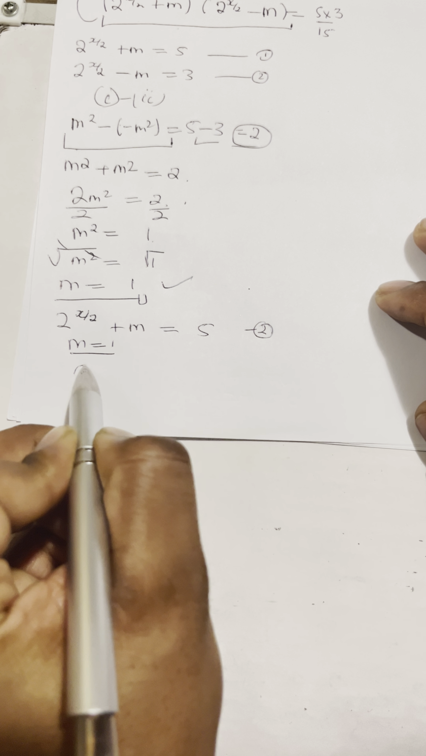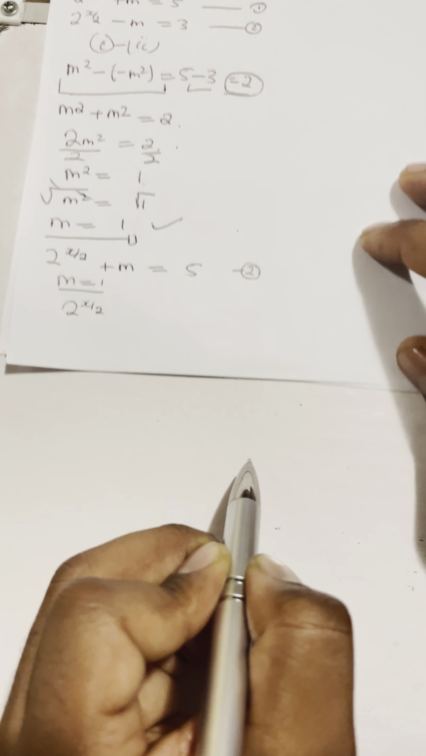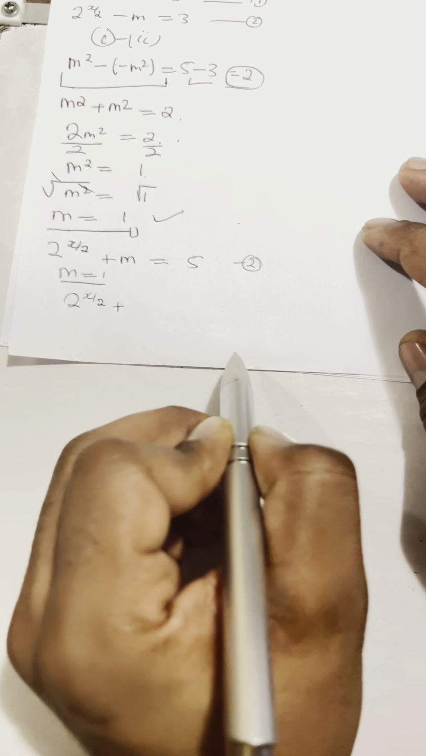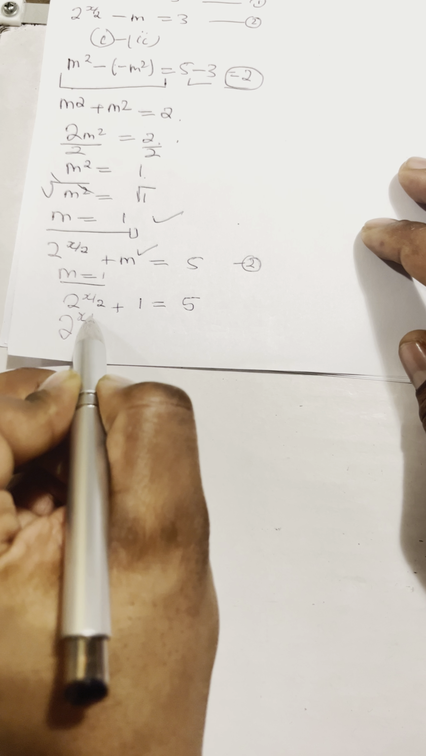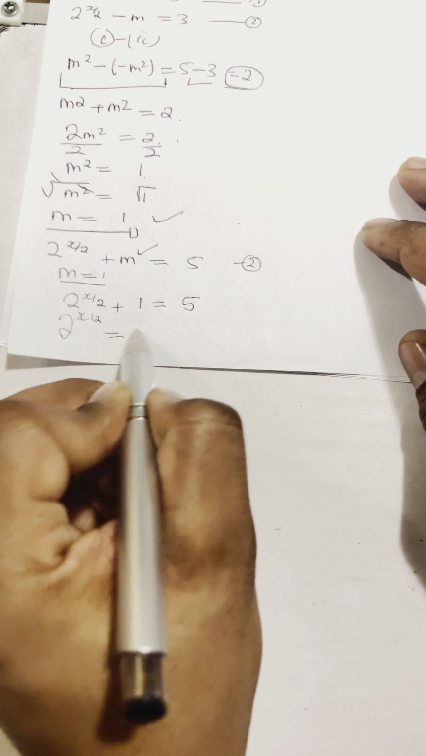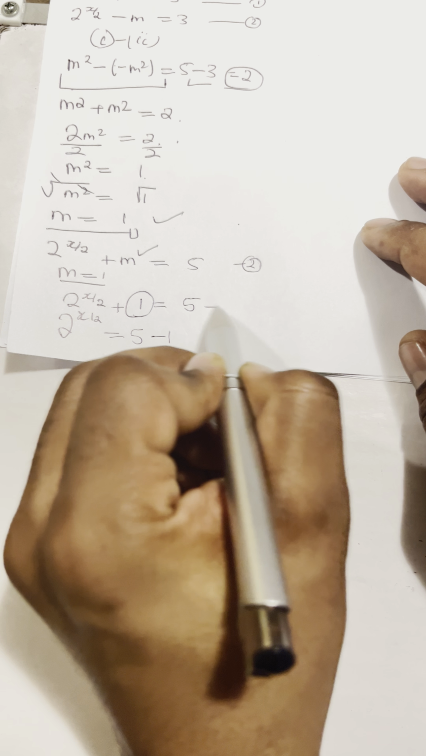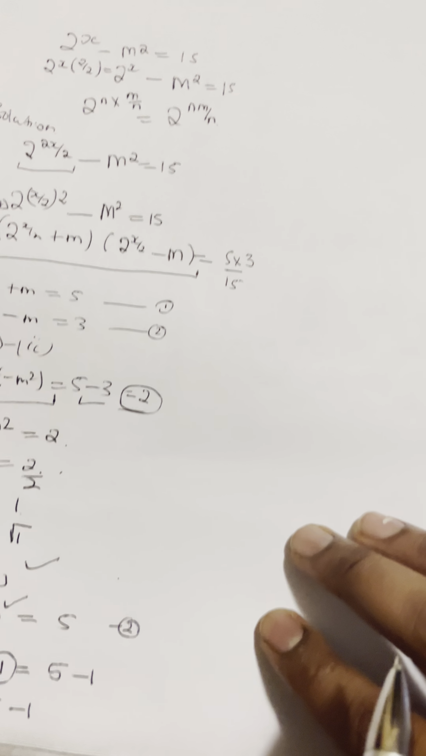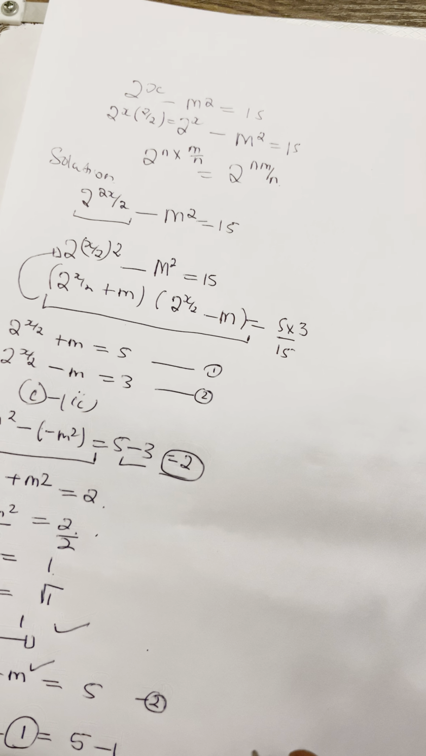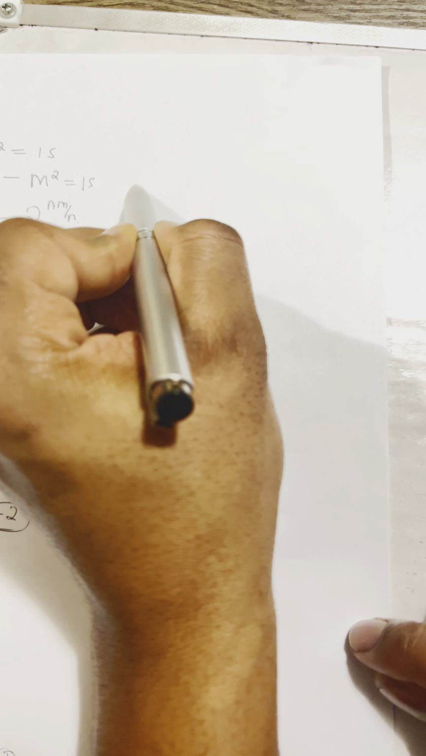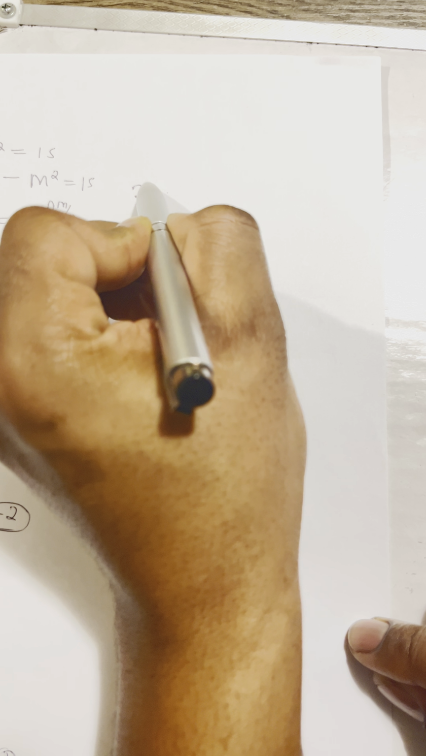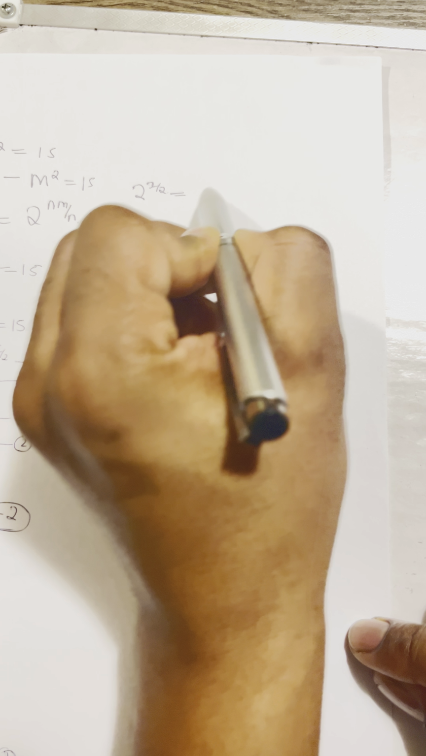Then we say 2^(x/2) plus 1 is equals to 5. Now 2^(x/2) is equals to 5 minus 1. Let's go now further to expand this. Remember we have 2^(x/2) is equals to 5 minus 1.